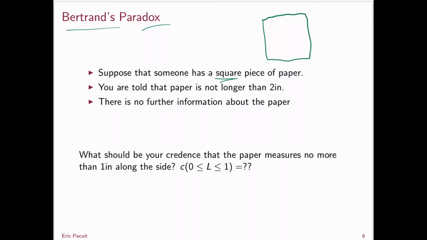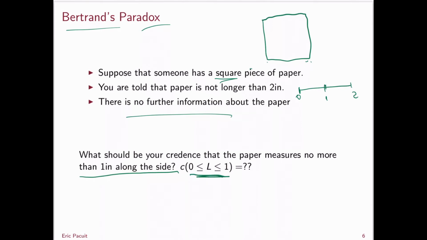So you don't know the length of the square, but you know that it's anywhere from, let's say, 0 to 2. So it could be 0, 1, 2. It can be any number between 0 and 2. And you're told no further information about the paper. Okay, so now what should your credence be that the paper measures no longer than 1 inch along its side? That the length of the paper is no longer than 1 inch. That is, the length is between 0 and 1.